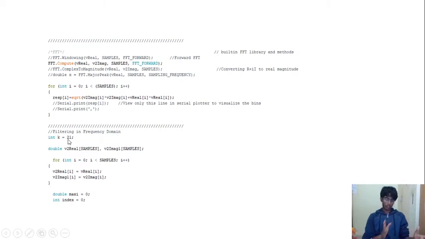So we'll be considering the first 21 values and the last 21 values in the FFT signal, and the rest of the signal will be made 0. So this will give us the FFT part of the respiratory signal only. Using this, we'll perform IFFT to get the original respiratory signal.